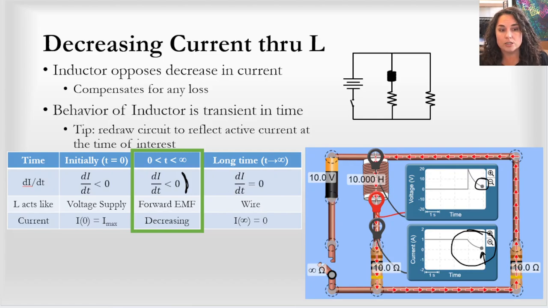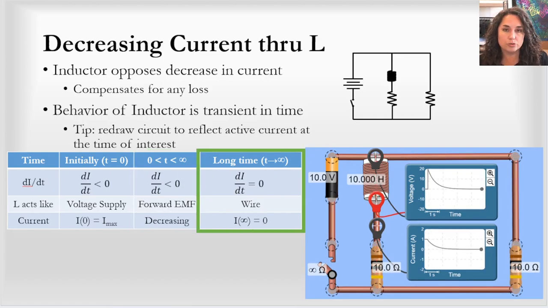After a long time, the inductor's released all its energy. The resistors have dissipated all of the inductor's energy. So after a long time, there's no voltage over the inductor. So that's why we get it looking like a wire. It's just like an inactive element. There's no current, there's no changing current, and it's just sitting there. So that's how the inductor acts through time as it's discharging its energy.